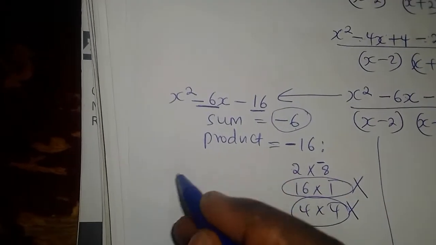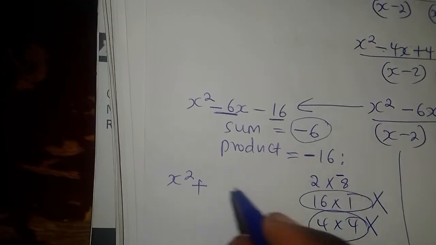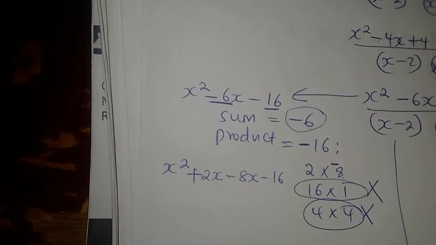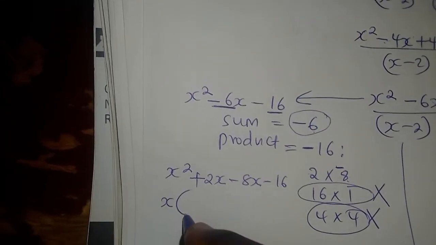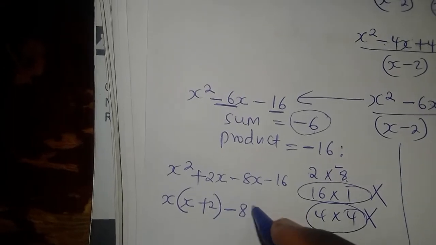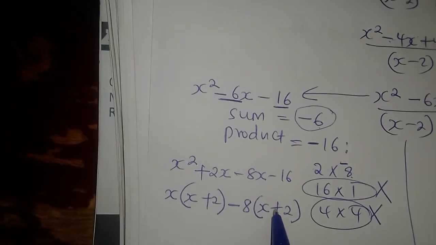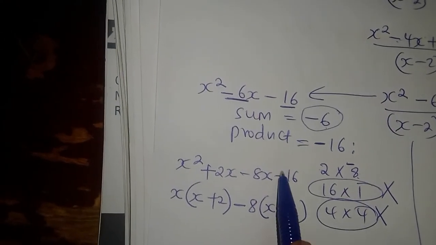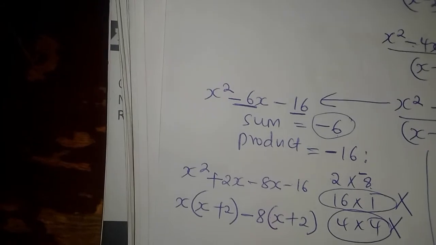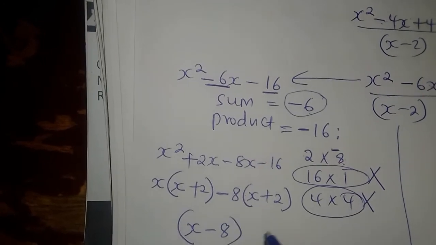So I can come here and say x squared, now minus, or you can say first plus 2x, then minus 8x, then minus 16. So common divisor x into x plus 2, close the brackets, minus common divisor 8 into x plus 2. Why do I put positive here and negative there? Because negative times positive is negative. If I put negative here, it will be negative, negative, positive, which is wrong. So negative times positive, negative. So I can now have x minus 8, good, x minus 8, then x plus 2.